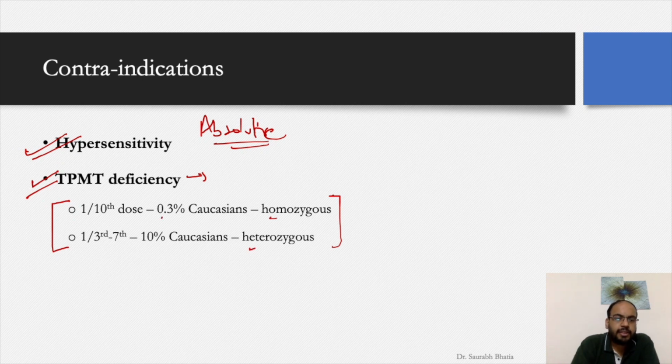But you could say that 0.3% of Caucasians are homozygous, and in those who are homozygous, the dose has to be decreased by dividing it by 10. While 10% of Caucasians are heterozygous, and the dose has to be divided to its 1/3 level or 1/7 level. Till 1/7 level you may have to divide if you're dealing with the heterozygous variant in Caucasians. So these are all Caucasian data. I'll discuss in brief the Indian data at the end.